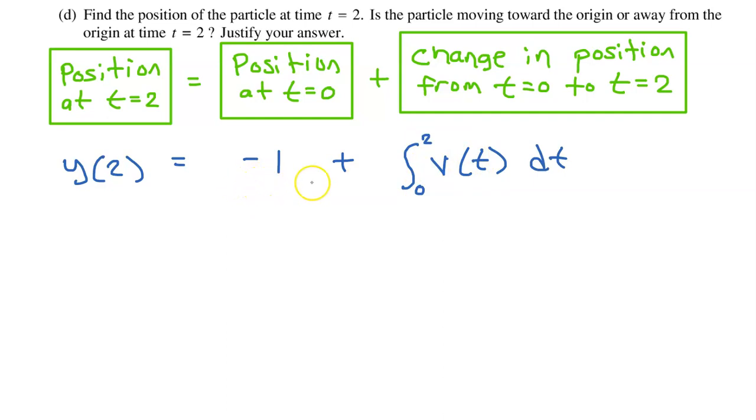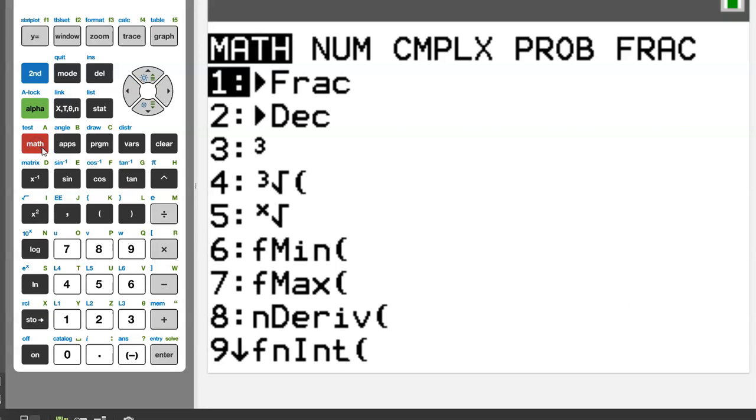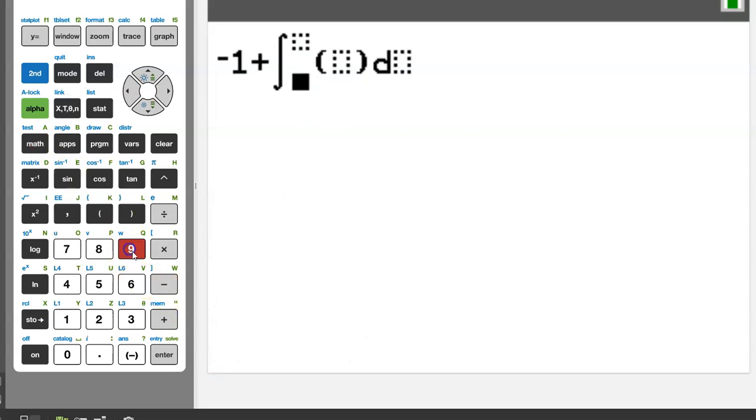And we can just put this in our calculator in the following way. Go to a clear screen on your calculator. Let's start by typing in -1 plus. Now we need the integral. So hit the math button, and the integral is option number 9. So I'm just going to type 9. We wanted the integral from 0 to 2. So I'm going to type 0 and then 2.